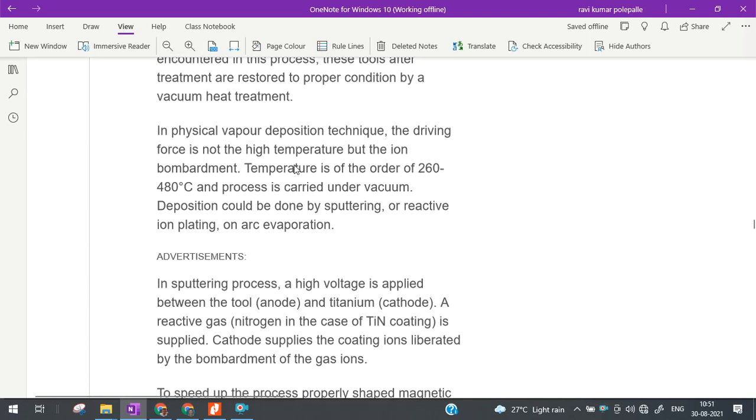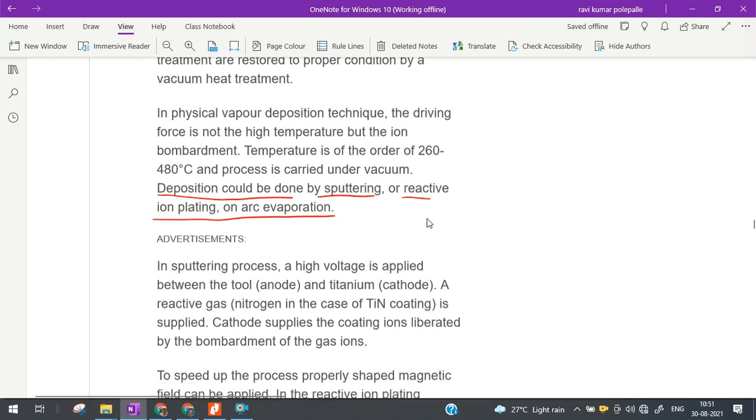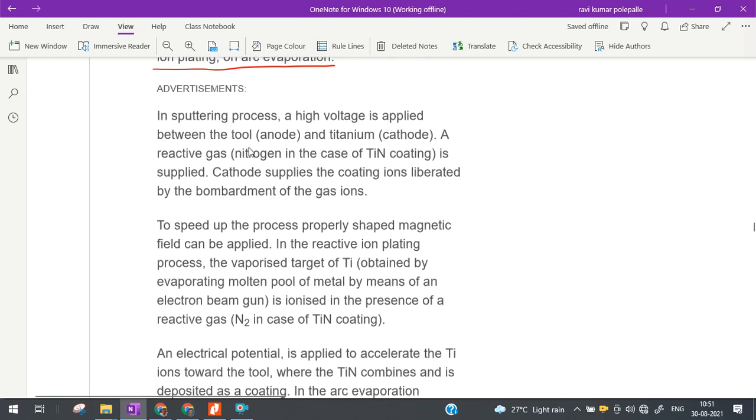When we talk about the PVD process, the tool is subjected to deposition by a technique known as sputtering. So deposition by a process such as sputtering, or reactive ion plating, or sometimes arc evaporation. In the case of the sputtering process, a high voltage is applied between the tool, which is the anode, and titanium, which is the cathode. The reactive gas nitrogen is provided. So the cathode supplies the coating ions, which will be liberated by the bombardment of the gas ions.